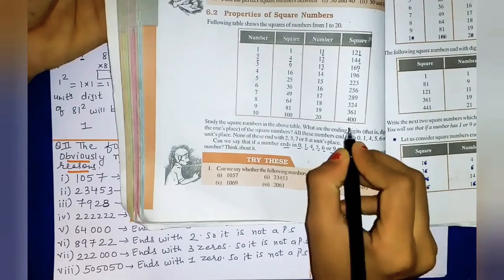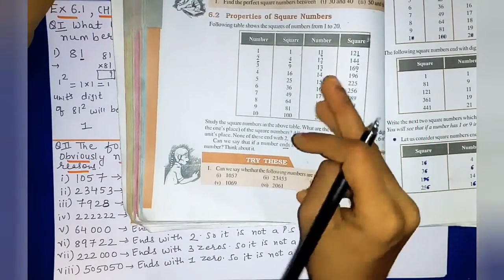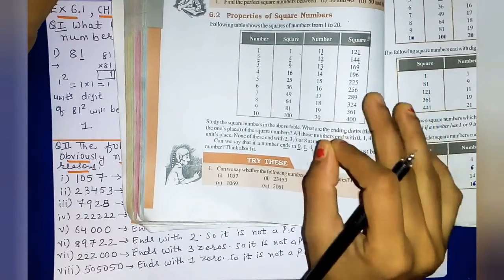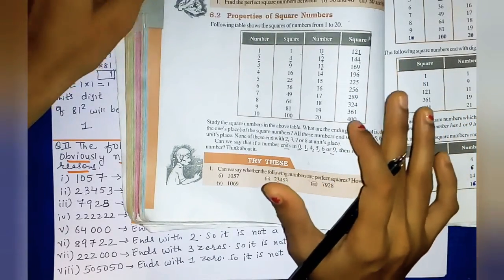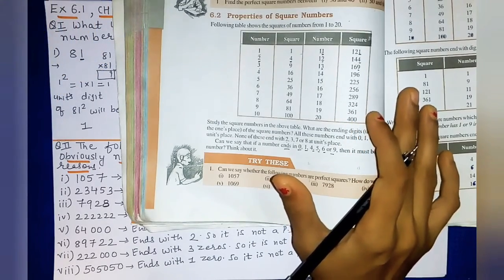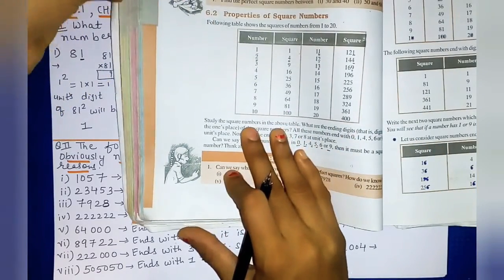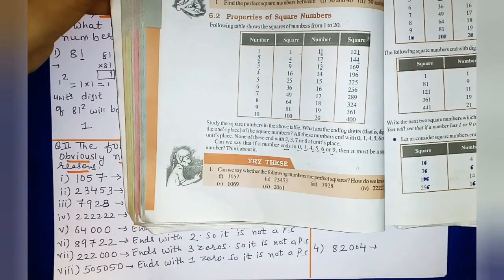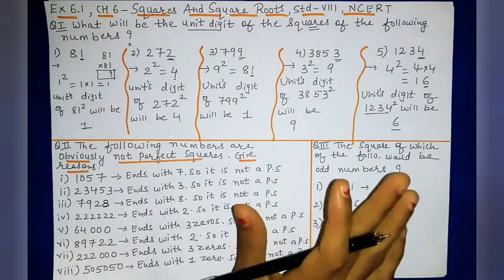Also, if the number of zeros is odd, then also they are not square numbers. If at the end 3 zeros are there, then that number is not a square number. If 5 zeros are there, then also that number is not a square number. So if zeros are an odd number of times, then that number is not a perfect square. So we are going to use this property. Now moving back to question number 2: these numbers are not square numbers, and you have to give the reason.